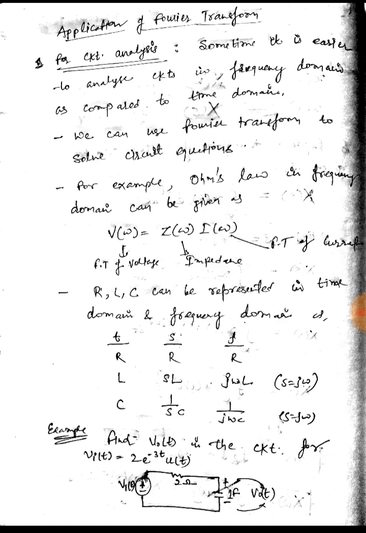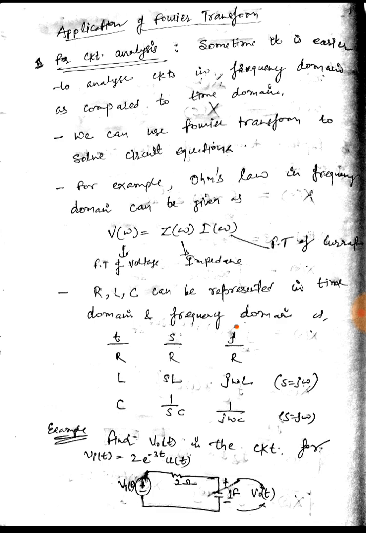It can also be used for circuit analysis, and it can be used to solve differential equations. Here we can see for circuit analysis, sometimes it is easier to analyze a circuit in the frequency domain as compared to the time domain. So we can use Fourier transform to convert our time domain signal into frequency domain, and then we can analyze its frequency spectrum, which is also used in communication systems.